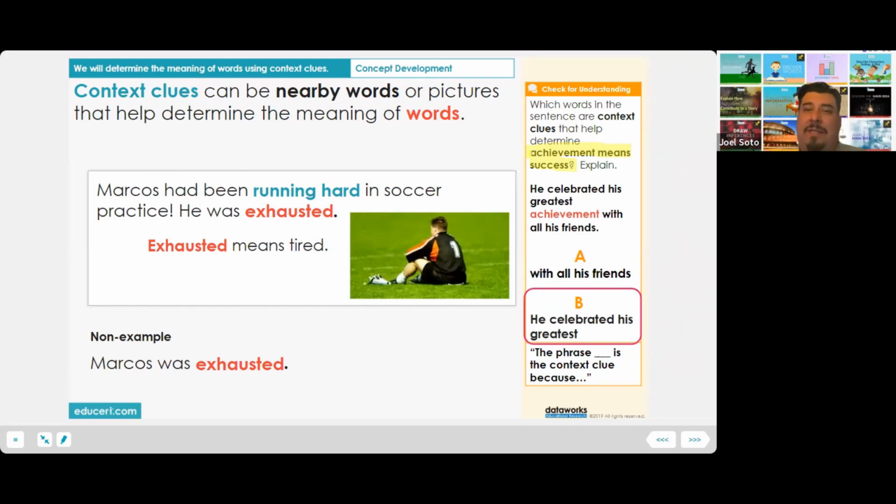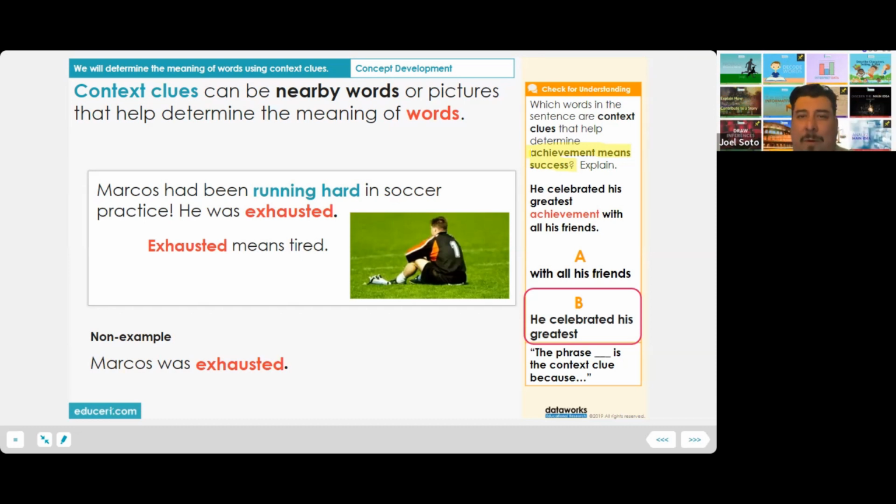Well, the patron saint of education, John Hattie, says we have to give effective feedback. This is what we do. That's right, buddy. The phrase, he celebrated his greatest. That's the context clue. That's the nearby words. That's telling me achievement means success. That's right. He celebrated his biggest achievement. Achievement means success. He celebrated his greatest success. He celebrated his greatest achievement. Whatever you like to do.